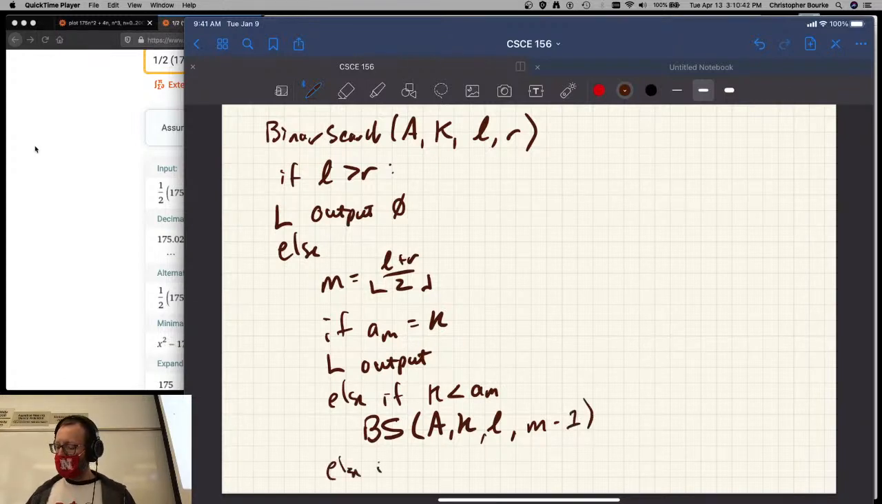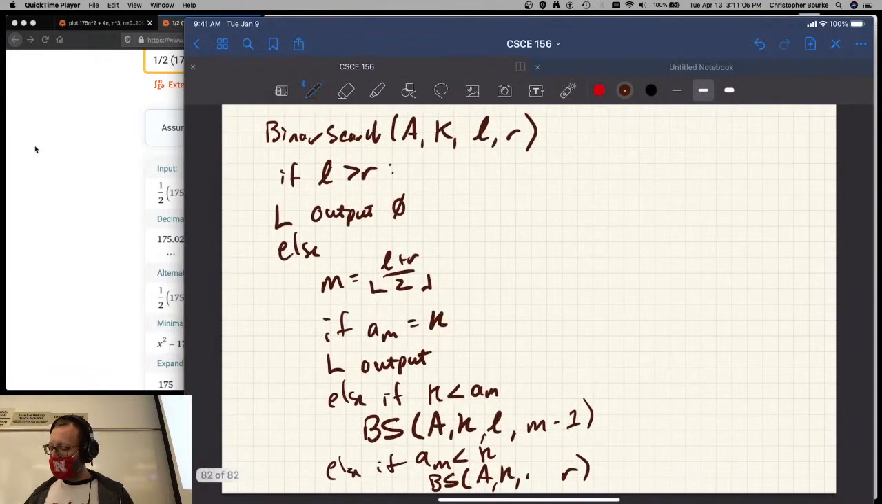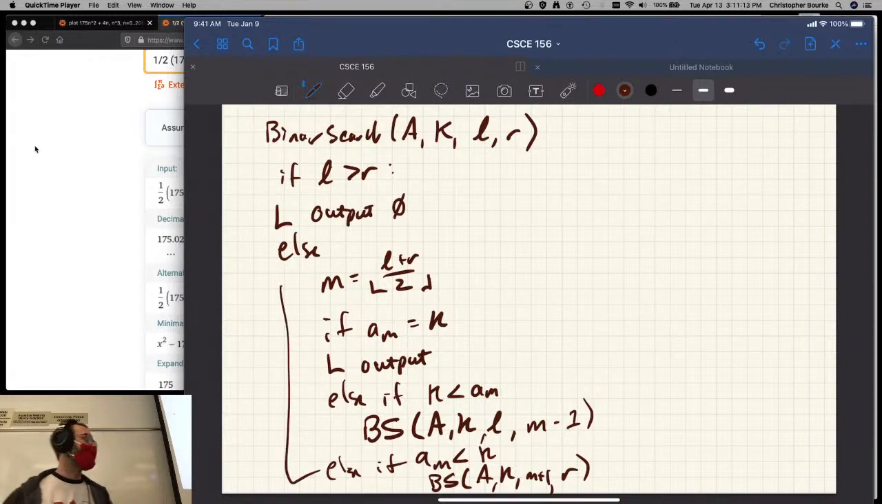Else, if, and I'm just doing an if here to demonstrate. Of course, this is the only other condition, so it would just be a regular else. If the key is larger, then I would call binary search on A, K. R stays the same in this case. And what do I do with my L? No, not over there. M plus 1. All right? And there. That's the recursive version of binary search.